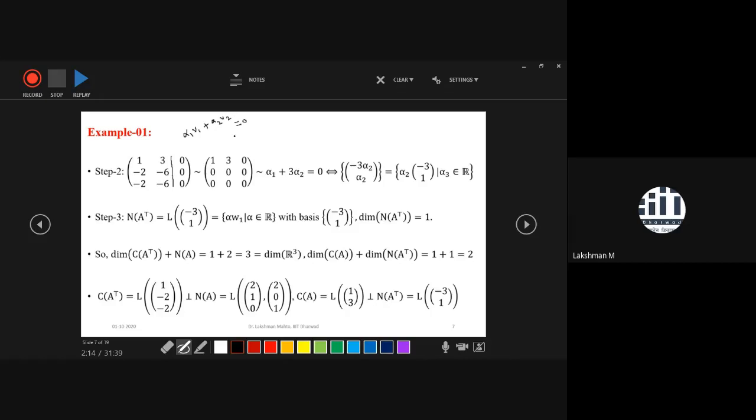Equivalently, in matrix form, you can write it this way: capital V is a matrix with first column V1 and second column V2, and alpha is a vector having first component alpha 1 and second component alpha 2. So equivalently, you can write V times alpha equals 0. What is the first column of V, or what is V1? V1 is (1, -2, -2). And what is V2?